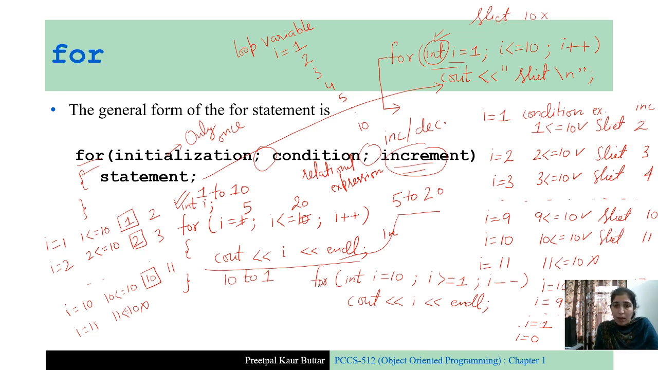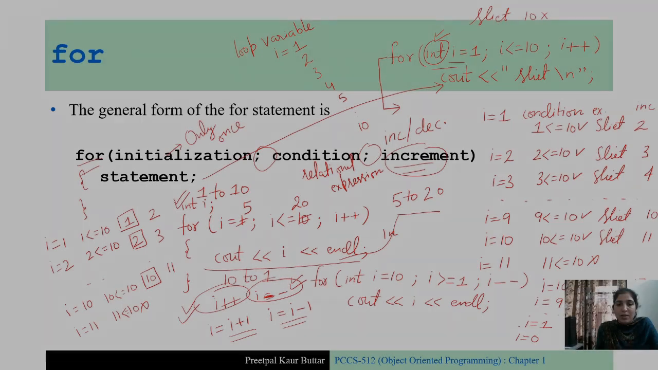Another thing to note here is that although I write i plus plus or i minus minus, making use of increment and decrement operators, I can also write it as i equal to i plus 1 or i equal to i minus 1. But these increment and decrement operations are faster as compared to these normal arithmetic operations. So it is recommended that you use these increment and decrement operators.